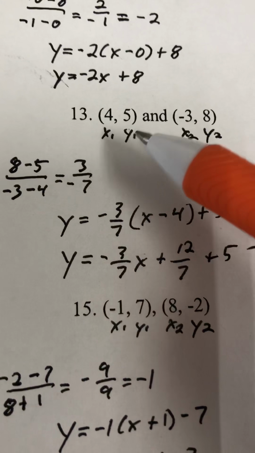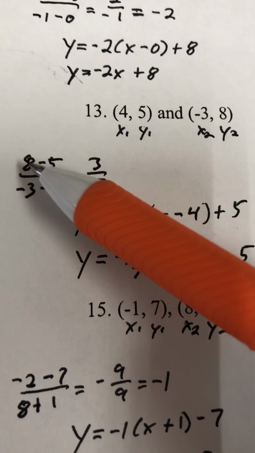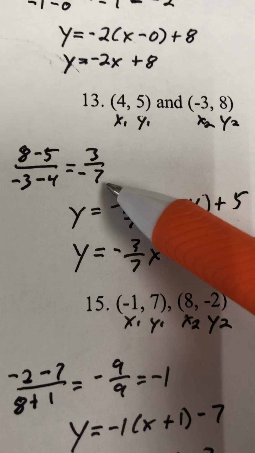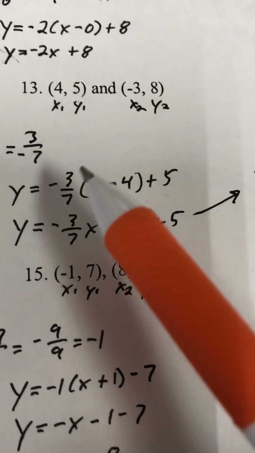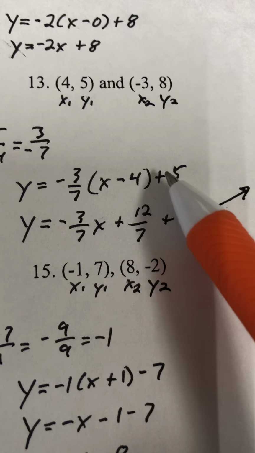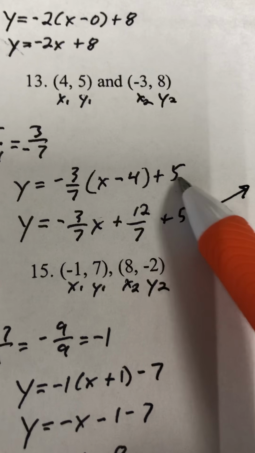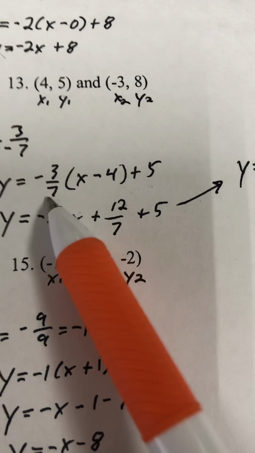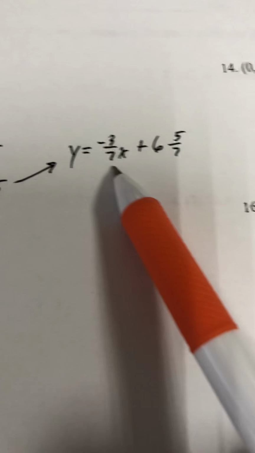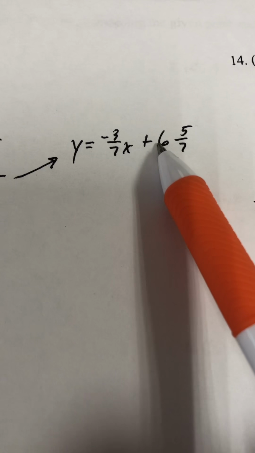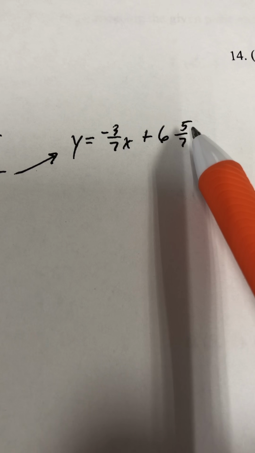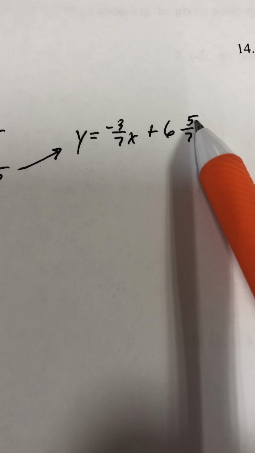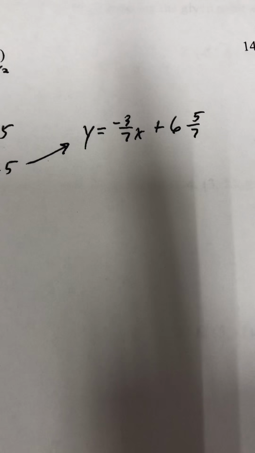Number 13, I have my x1, y1, x2, y2. So I have my 8 minus the 5 and negative 3 minus the 4. I get 3/7. This one gets a little ugly. I use the distributive property. Here's my x1, here's my y1, minus my x1 plus my y1 from that formula I showed you earlier. I just use the distributive property, and it ends up looking like this. You might have 42, 46, 47, 48, 49, 50. I'm sorry, 42 plus 5 is 47. You might have 47 sevenths. That's fine.